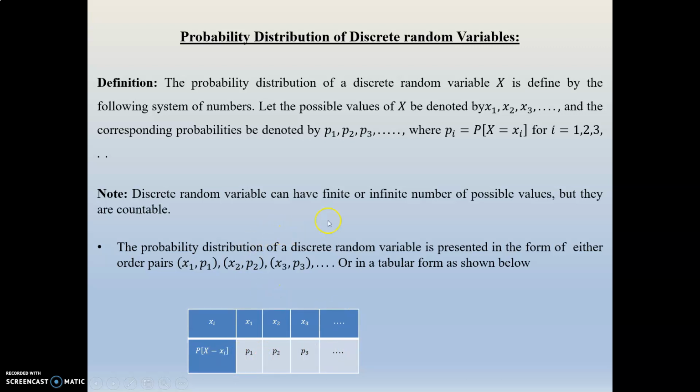So a discrete random variable can have a finite or infinite number of possible values, but they are countable. It must be countable. So these are the two ways of representing the probability distribution of a discrete random variable.